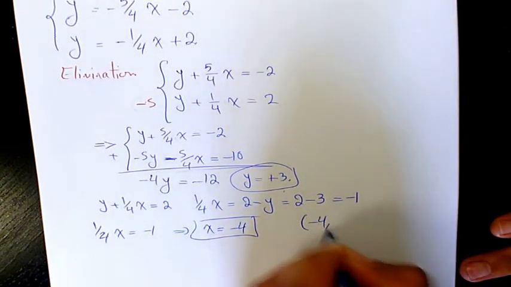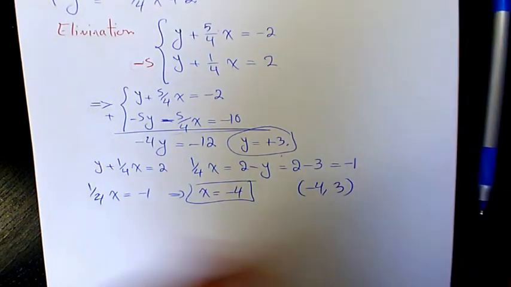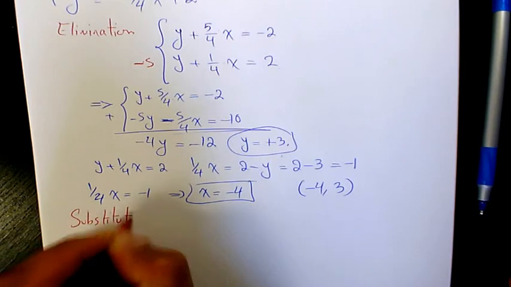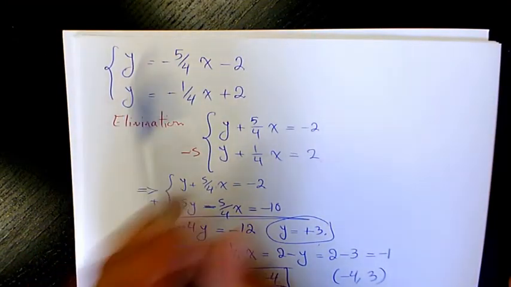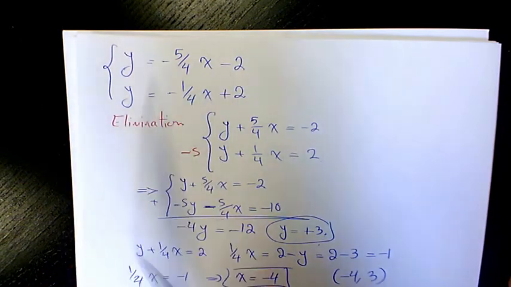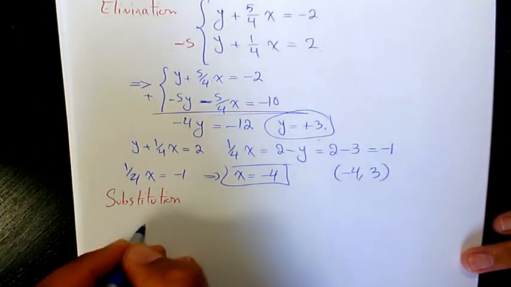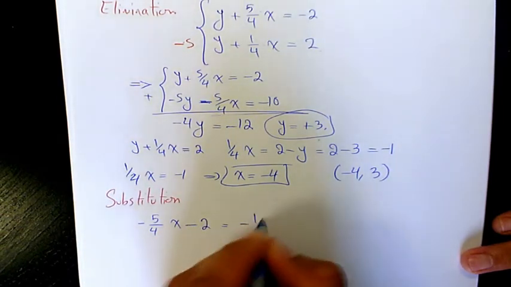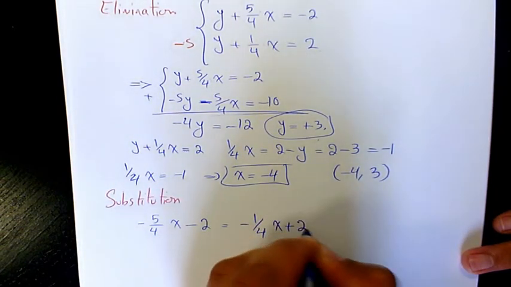So the point of intersection is negative 4 and positive 3. Next example. Let's say substitution method. As you remember, we said if the left hand side of the equation or the right hand side are the same, it means that the other sides are the same as well. So I'm going to write negative 5 over 4x minus 2 equals negative 1 over 4x plus 2.